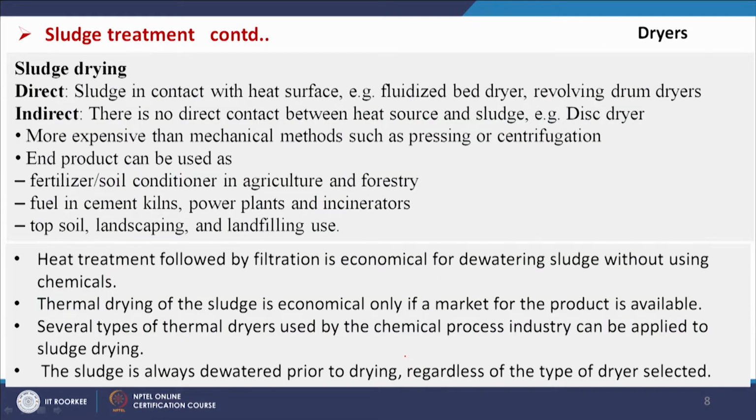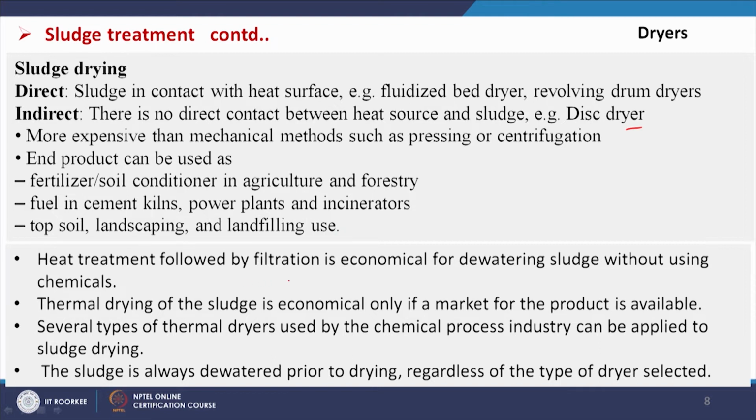And in the dryers method, we apply heat, which may be direct contact with the heat or indirect heating. When the sludge is in contact with the heated surface, that is direct heating, such as a fluidized bed dryer and revolving drum dryers. In indirect heating, there is no direct contact between the heat source and the sludge, such as a disc dryer. But these are very costly processes and not suitable for normal application, unless the sludge after drying becomes very valuable. In that case only it can be used, and end products can be used as fertilizer, soil conditioner in agriculture and forestry, fuel in cement kilns, power plants and incinerators, topsoil, landscaping and landfill use.